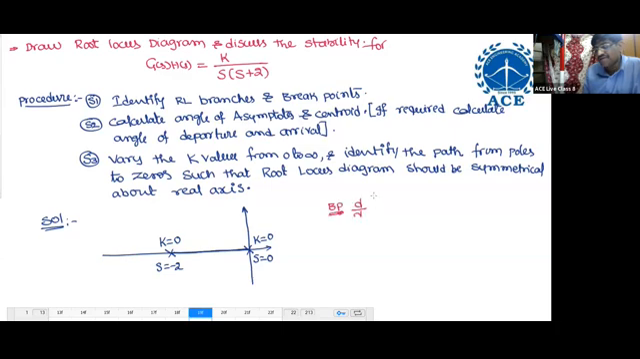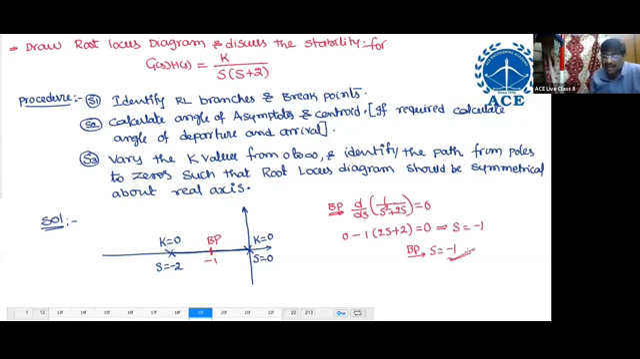d by ds of 1 by, already I solved this, s square plus 2s equal to 0. Using u dash v minus u v dash, we get 2s plus 2 equal to 0. So s equal to -1. So here -1 is a breakpoint. The first step is completed: root locus branches and breakpoint. It is a valid breakpoint.